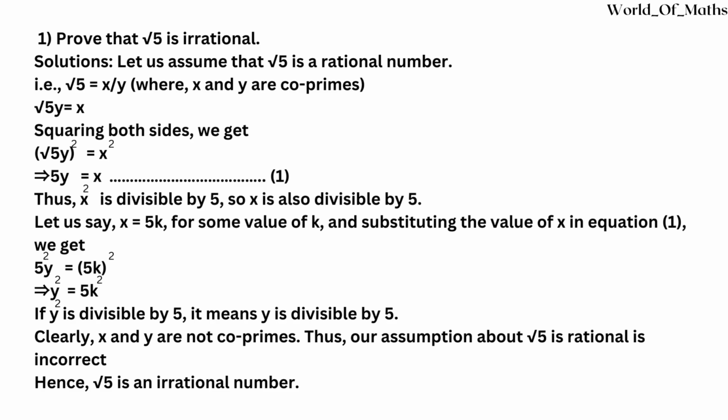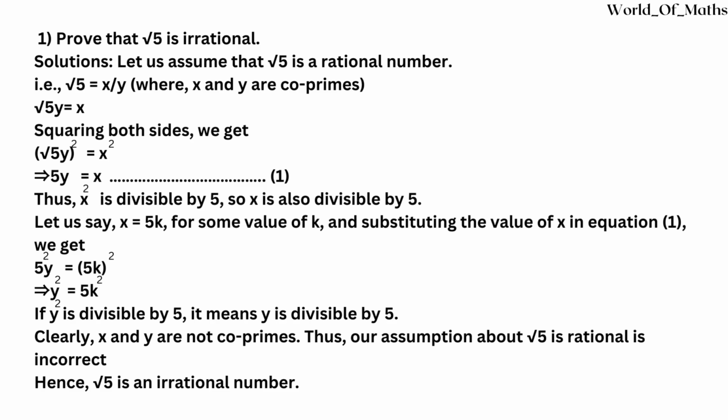If square root of 5 is a rational number, we can express that in the form x by y, where x and y are coprimes. We can write it as square root of 5 y is equal to x. Squaring both sides, we get 5y squared is equal to x squared. This is equation number 1.